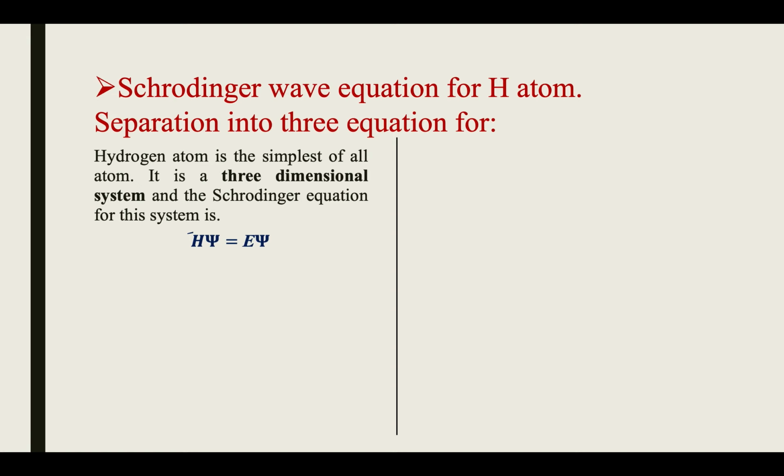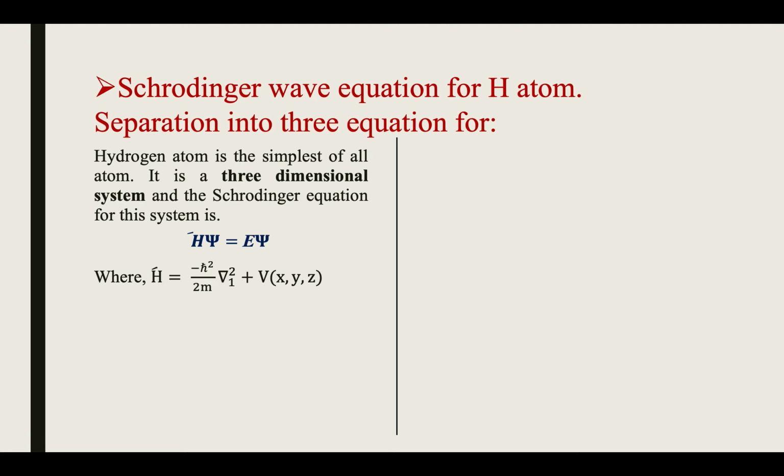Hydrogen is the simplest of all atoms, and it is a three-dimensional system. The Schrodinger equation for this system is H psi equal to E psi, where H is the operator, psi is the wave function, and E is the corresponding energy, the eigenvalue of the eigen equation.